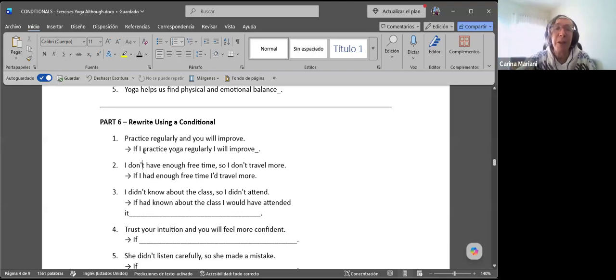Porque si vos decís, por ejemplo, si tengo tiempo, voy a viajar más. Entonces, ese si tengo tiempo es como más probable, ¿viste? Pero si vos decís si tuviera, es como que no estás muy seguro de tener ese tiempo, ¿viste?